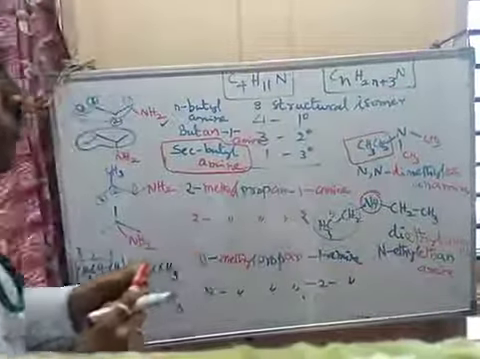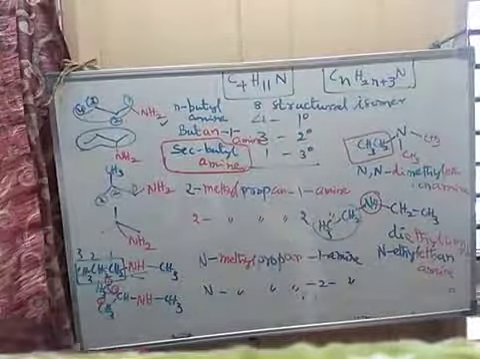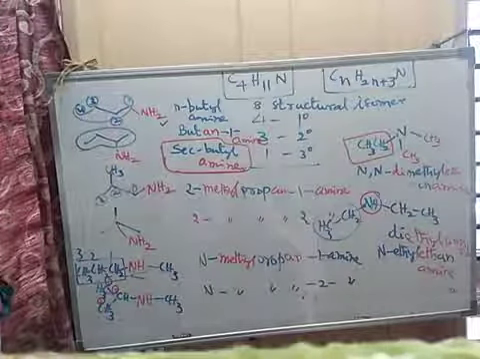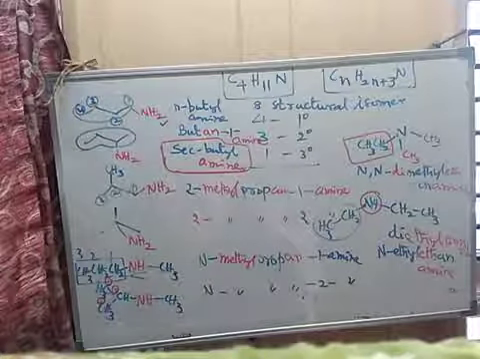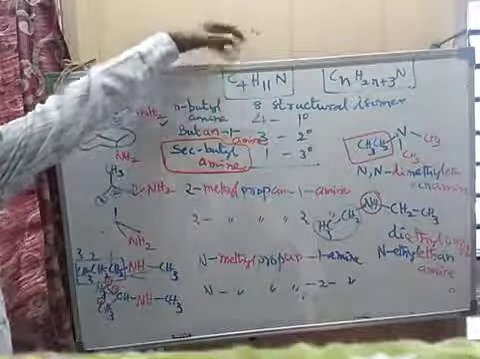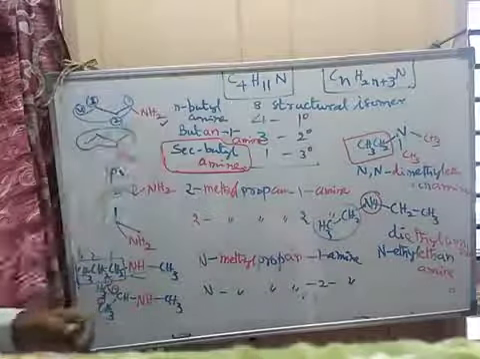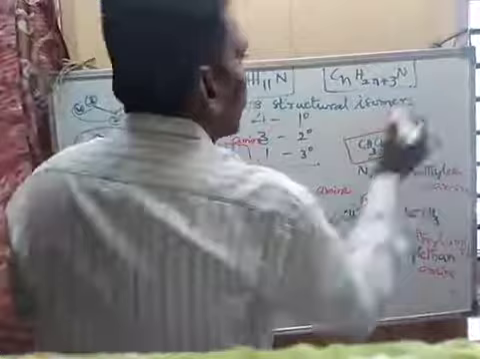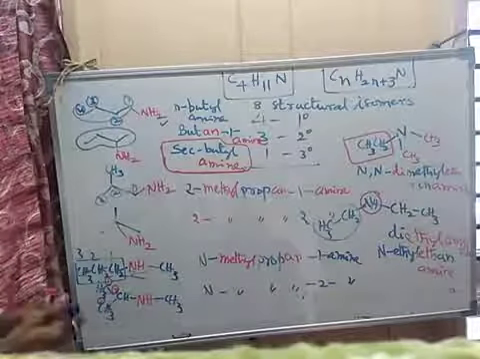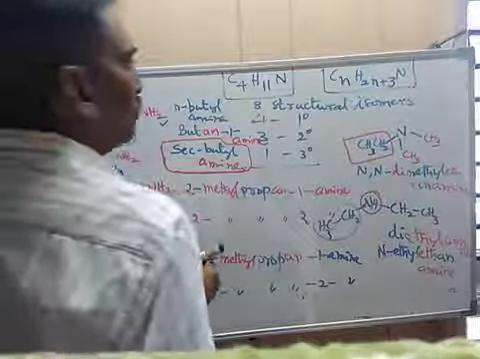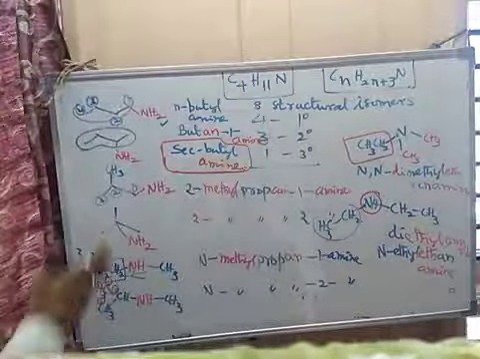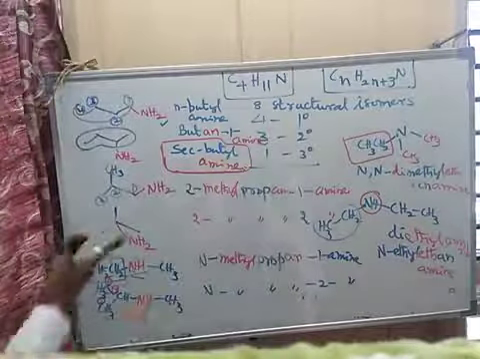Before concluding nomenclature, what are the other aspects from this molecular formula and the different structures? Yes, some answers are available. How many structural isomers are possible? Your answer is 8 structural isomers. Among these, how many primary, secondary, tertiary? 4 primary, 3 secondary and 1 tertiary. Their nomenclature names are available here.